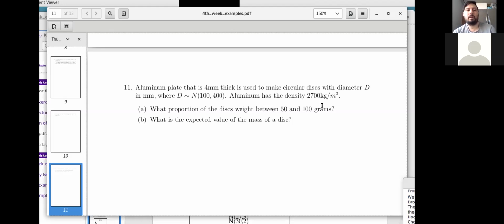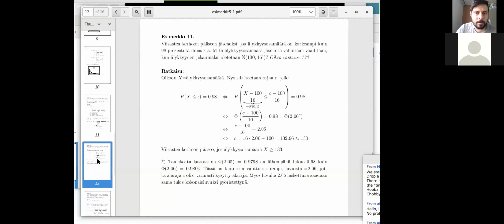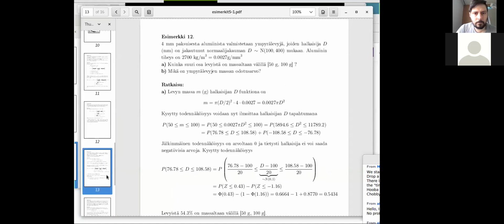So 50 being about 2.5 standard deviation. No, sorry, we have to calculate the weight of the disk first. So I have an example model answer in Finnish. I'm sorry about the text being in Finnish, but we can still follow that, I think. So let's go there. So here we have it.